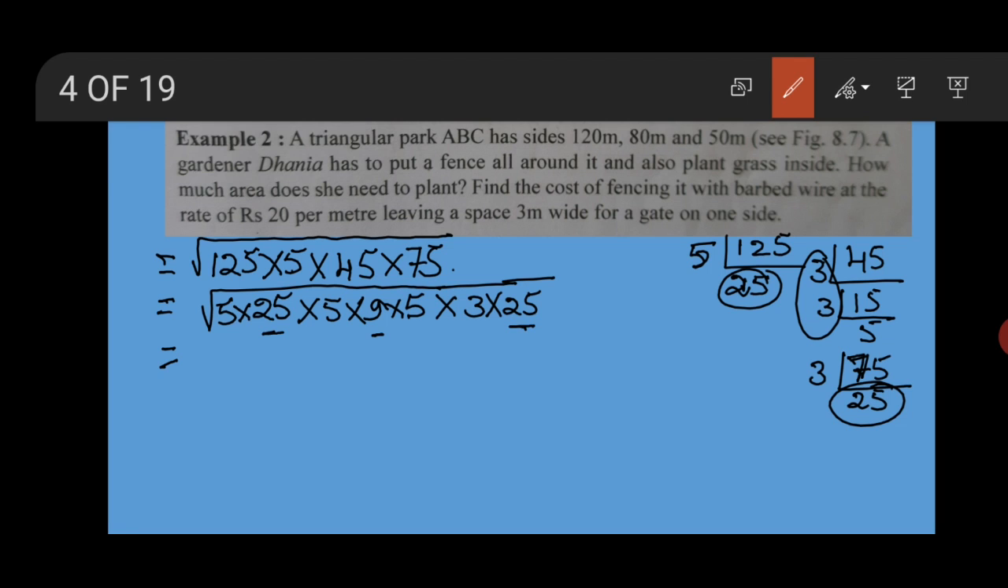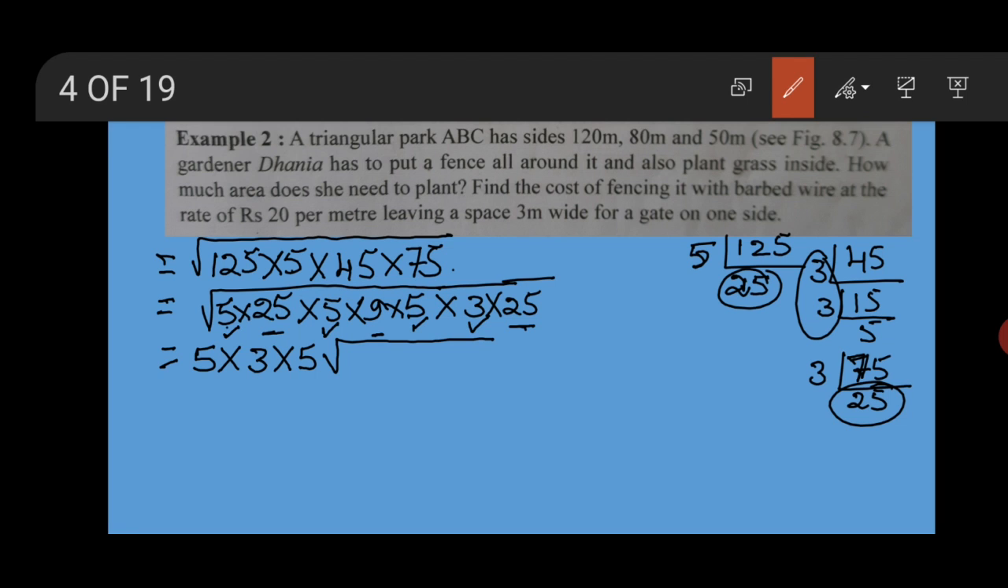Square root of 25 is what? 5. Again, square root of 9 is 3. So, take outside. Now, square root of 25 is 5 again. Now, what is remaining inside the square root sign? 5 into 5 into 5 into 3, right?